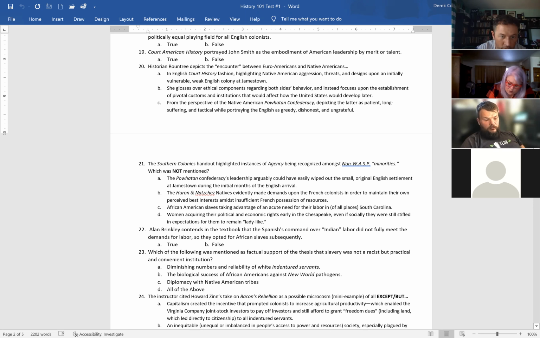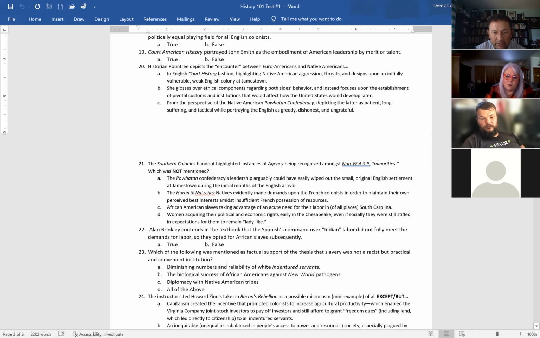Number 22, Alan Brinkley contends in the textbook that the Spanish command over Indian labor did not fully meet the demands for labor, so they opted for African slaves subsequently. That's very simplistic, but remember that argument was made in the Southern colonies handout as well, that it was an acute need for alternative labor.